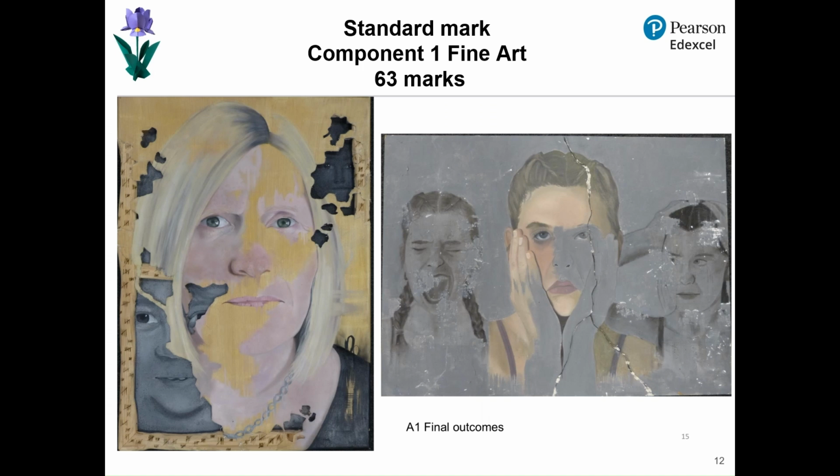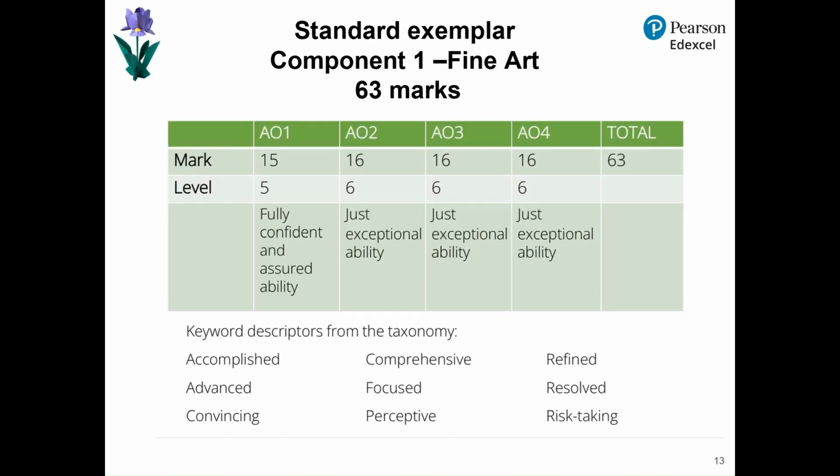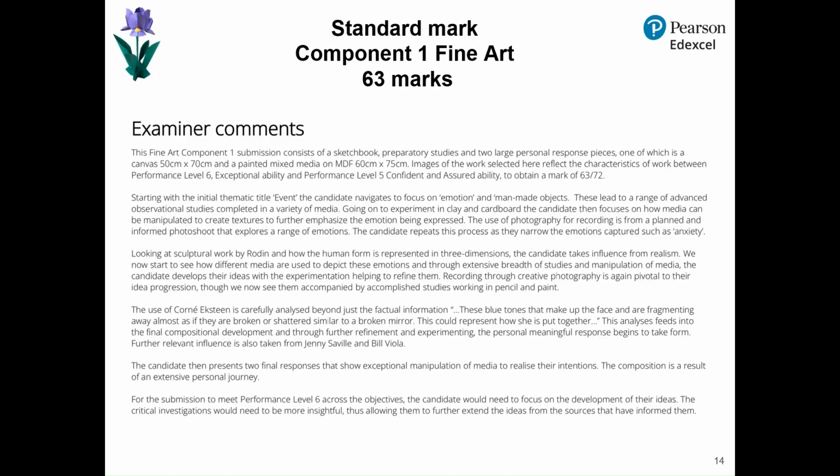Therefore, the submission justifies a mark just into the exceptional performance level in assessment objectives 2, 3 and 4. The marks awarded are AO1 15, AO2 16, AO3 16 and in AO4 16. The work fully meets all the criteria from Performance Level 5 on the taxonomy. In Assessment Objectives 2, 3 and 4, the work just achieves the exceptional ability in Performance Level 6. Examiner comments give more detail.